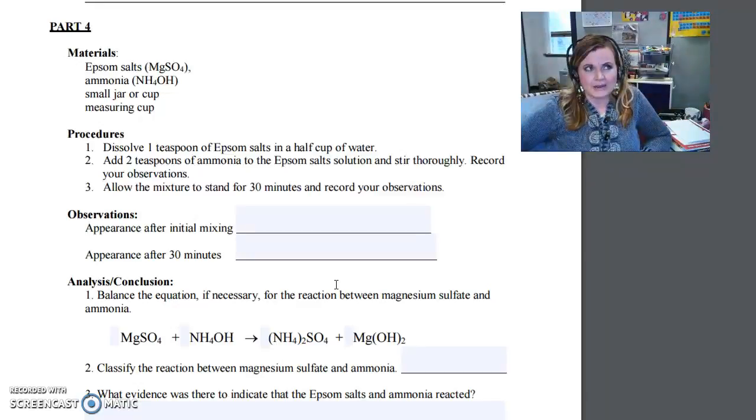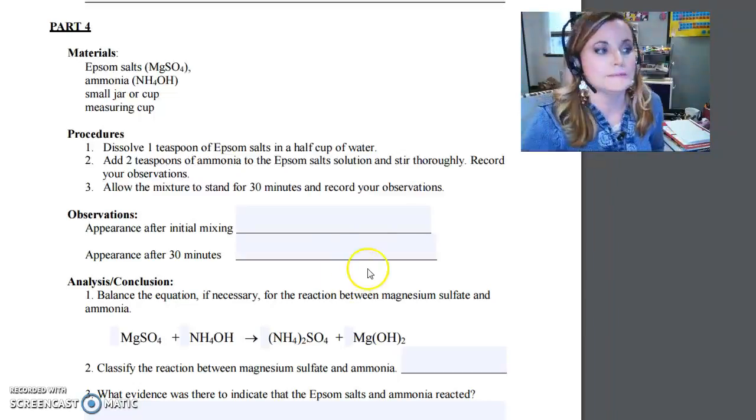Okay, and when you buy the ammonia, by the way, don't get the yellow stuff. Try to get the ammonia that's clear. That works a lot better. And then the appearance after 30 minutes. Again, balance the chemical equation. If you don't know how to do that, there are websites that you can use to practice, and I do have one of those on my website as well. And classify the reaction. Decomposition, synthesis, single or double displacement, or combustion. And finally, what was there to indicate that Epsom salts and ammonia reacted? So how do you know that a chemical reaction took place here?